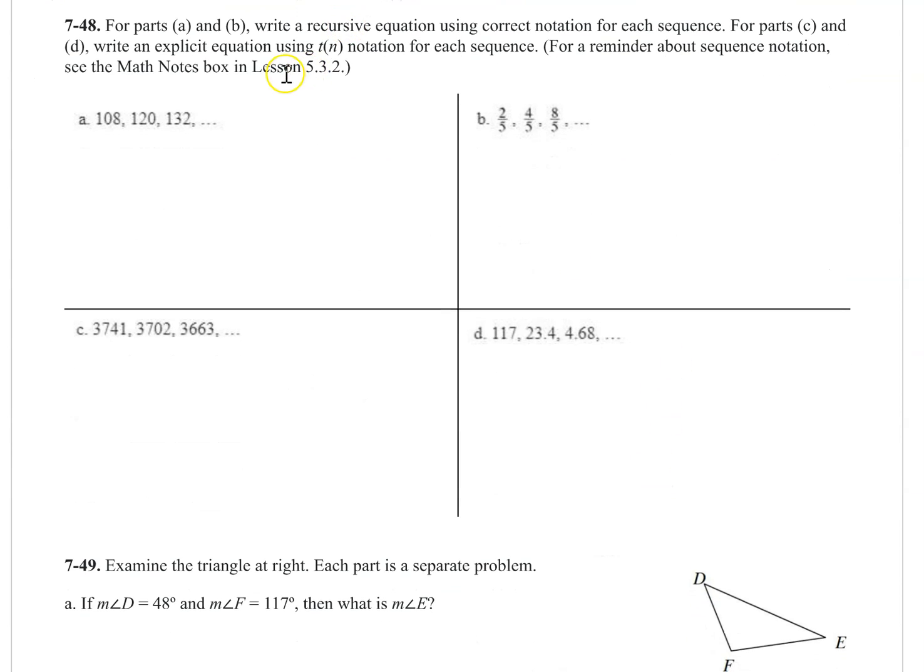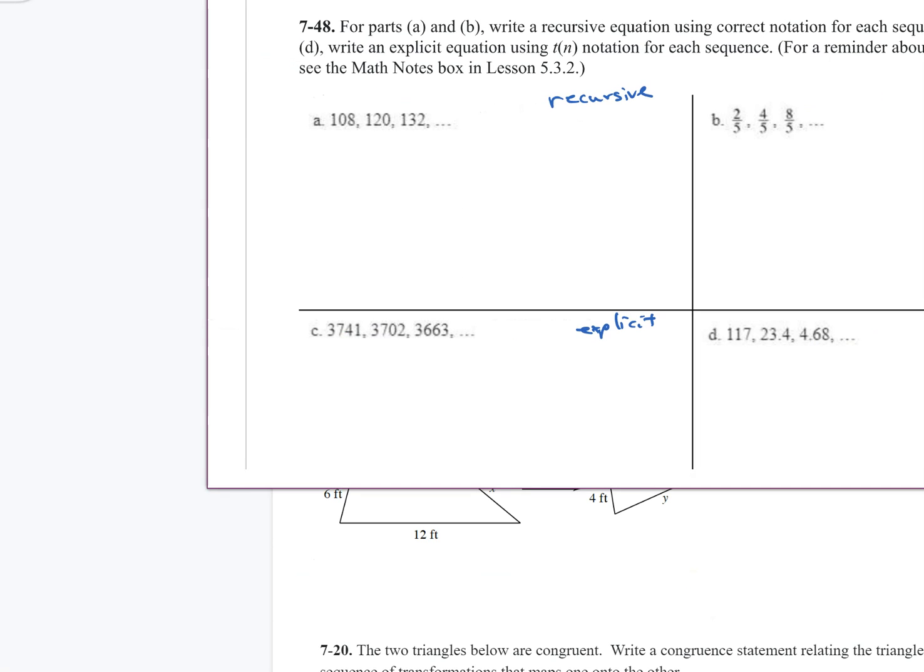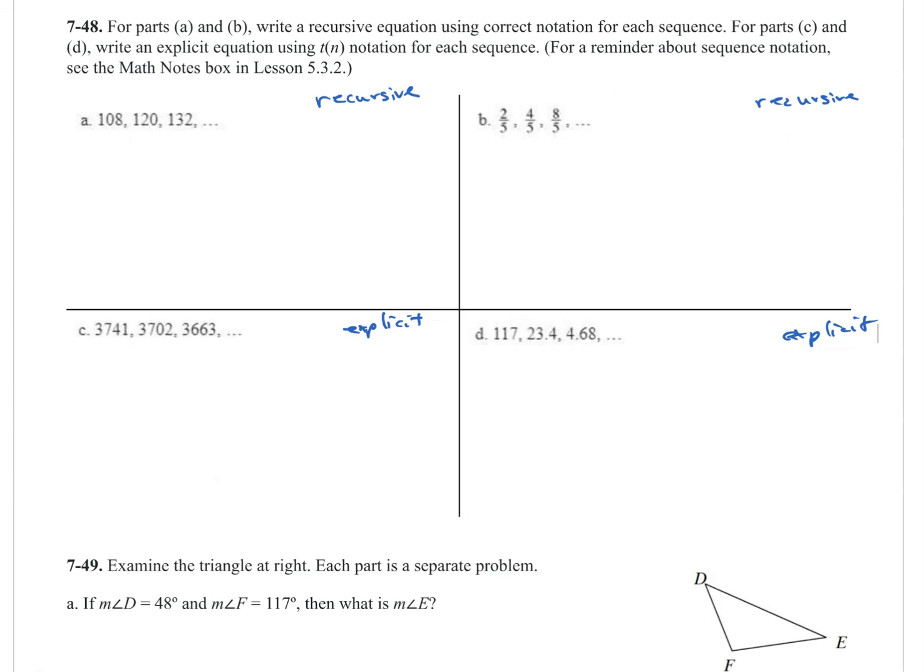748. For A and B, write a recursive equation using correct notation. For C and D, write an explicit equation. So recursive, explicit. All right, if we're looking at A, this to me looks arithmetic.